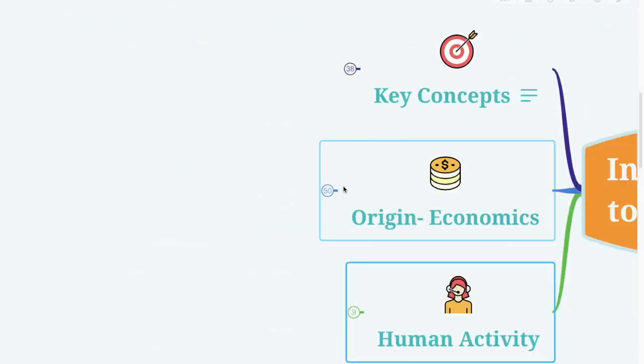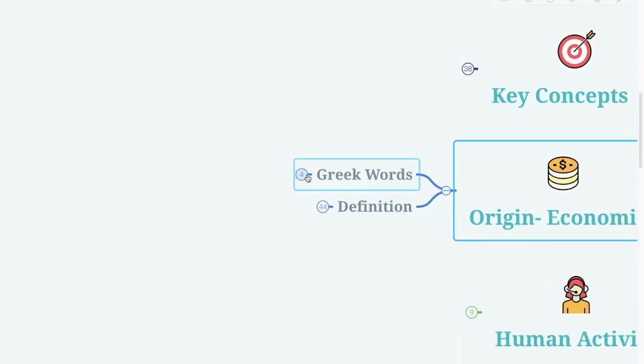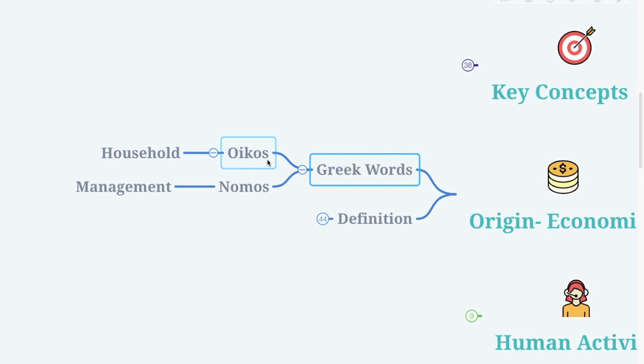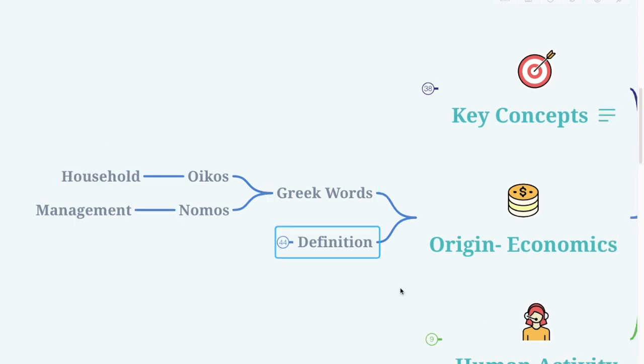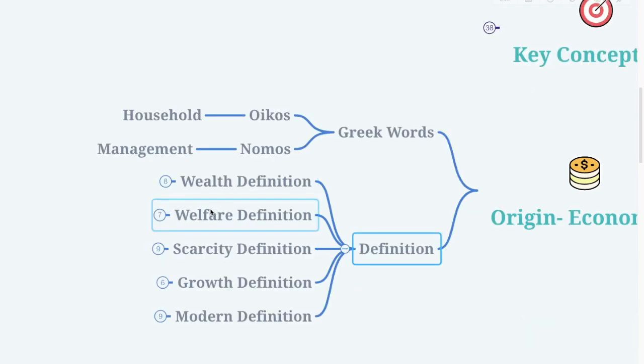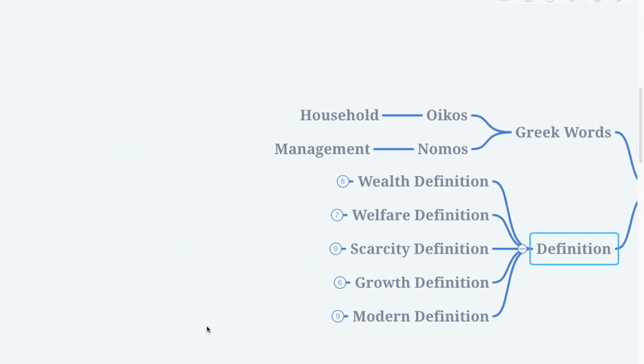Moving along, let's look at the origin of economics. The word economics comes from the Greek words oikos and nomos. Oikos meaning household, nomos meaning management. Economists have defined economics based on different parameters, which can be classified as follows: wealth definition, welfare definition, scarcity definition, growth definition, and modern definition. Let's look at each of these.